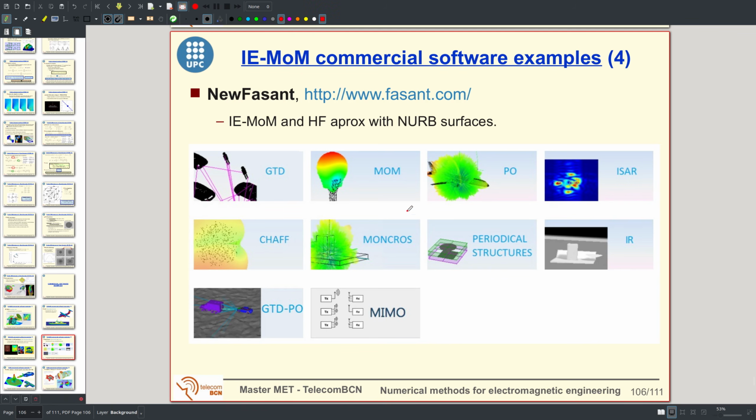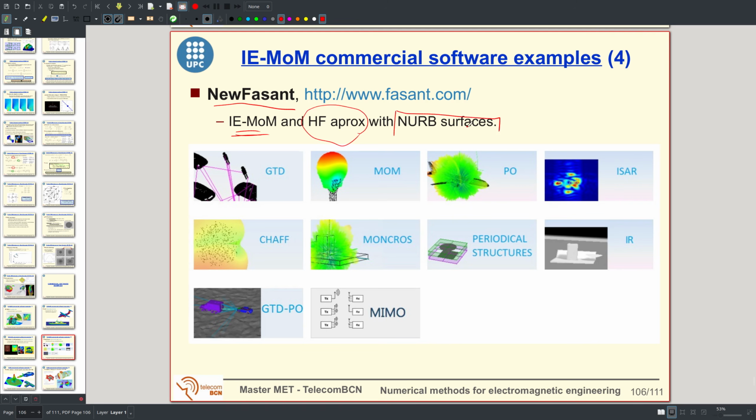Nufasan is another software based on integral equations. It is interesting because it is developed by a Spanish group, so for us it has some interest. It is based on integral equation with method of moments, but it also includes a high frequency approximation that are the topic of chapter 4.